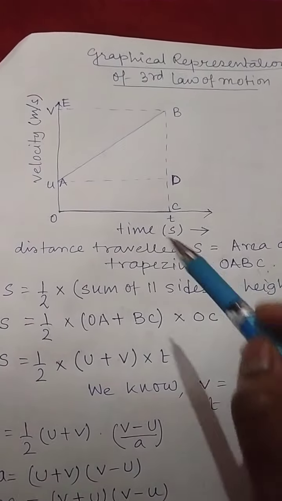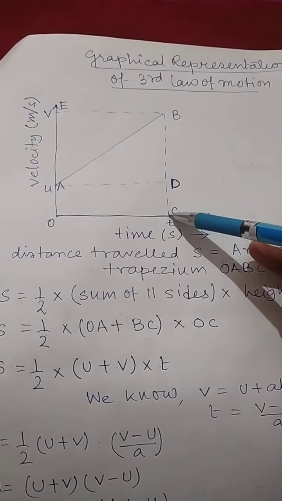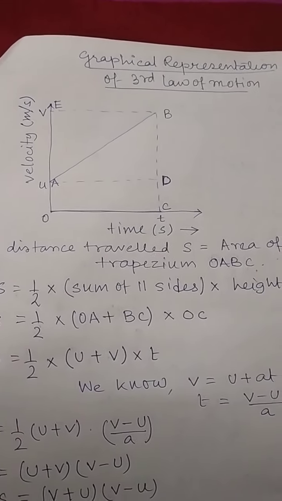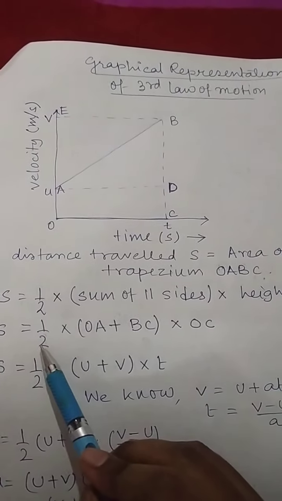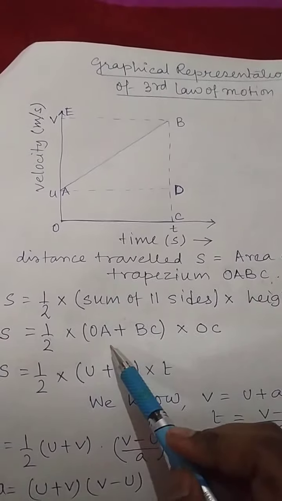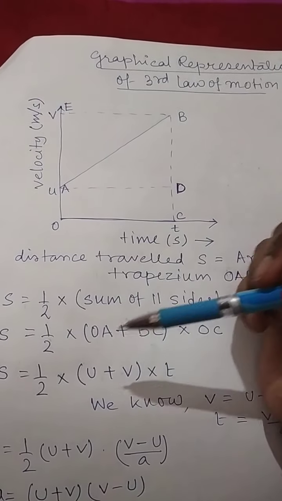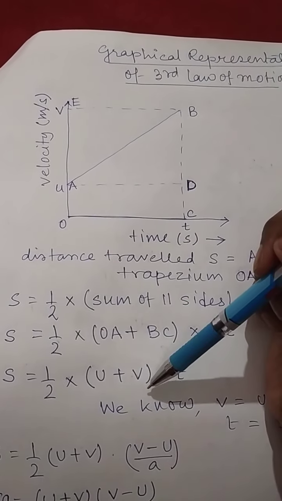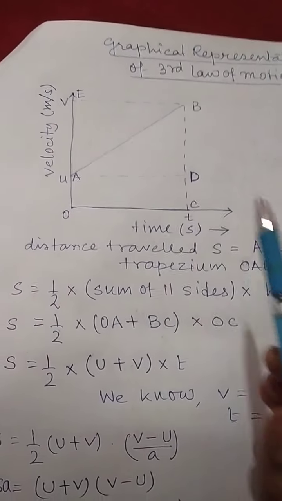We know that the area of a trapezium is half into the sum of parallel sides, that is OA and CB, into height. Height is OC. So half into OA plus BC into OC. Now OA is the initial velocity u, so we have written u here. BC is the final velocity v, so we have written v here, and OC is the time t. This OC is the final time t.